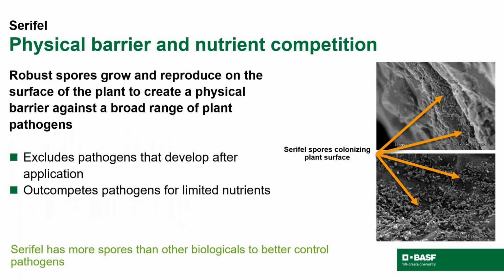The first and second modes of action are fairly straightforward, and this just gives some neat pictures showing Serifel spores colonizing on the plant tissue. Basically, these robust spores grow and reproduce on the surface of the plant and create a complete physical barrier. And with this, they're excluding all of the pathogens and also using up all of the nutrients. So there's limited nutrients for other pathogens to grow.